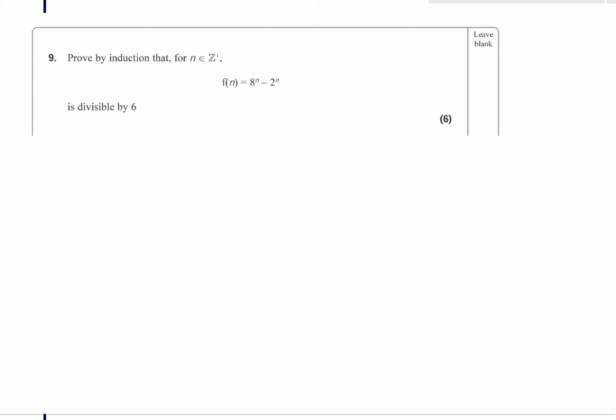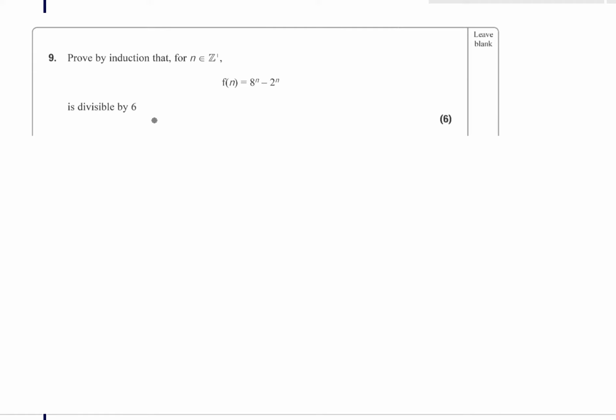Okay, this is question 9 of the 2014 June FP1 paper. And the question says, prove by induction that for n, which is a member of Z plus, of all the positive integers, f of n is equal to 8 to the power of n minus 2 to the power of n is always divisible by 6.